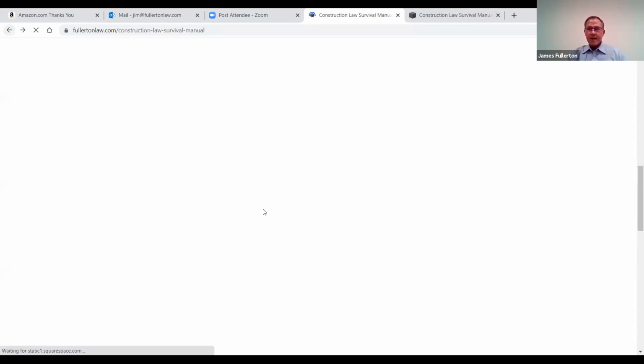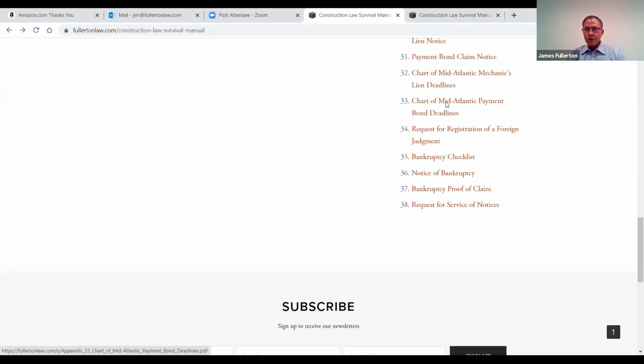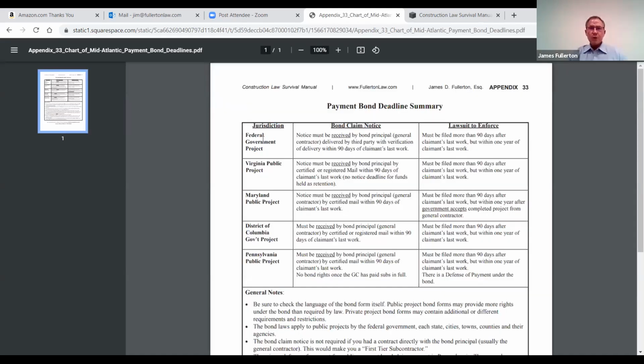And the other form I wanted to show you is the chart of Mid-Atlantic payment bond rights. This is Appendix 33. It will give you a summary of the differences between federal projects, Virginia, Maryland, DC, and Pennsylvania, on the Miller Act bond claims and what they call the Little Miller Act.